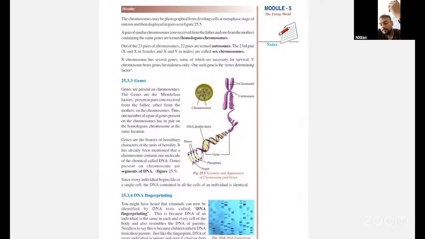So genes are basically the bearers of hereditary characters. What does bearers of hereditary characters mean? It means they have the characters that can be transferred. Heredity means they can be transferred to the next generation. So genes are the functional unit. I told you in the previous classes also.